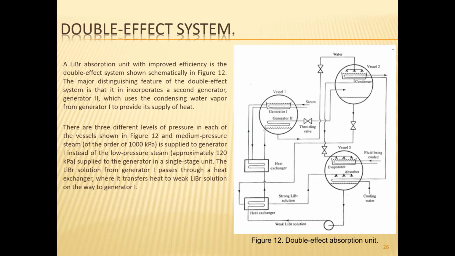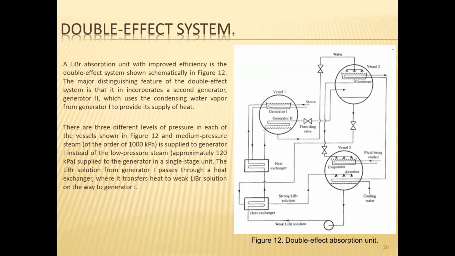Generator 2 uses the condensing water vapor from generator 1 to provide its supply of heat. So, heat is from the condensing water vapor. Check that; in my compilation there is a solution to this. One of the problems there.